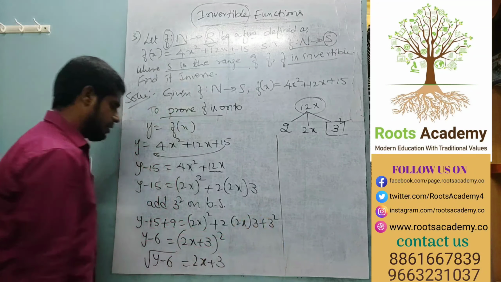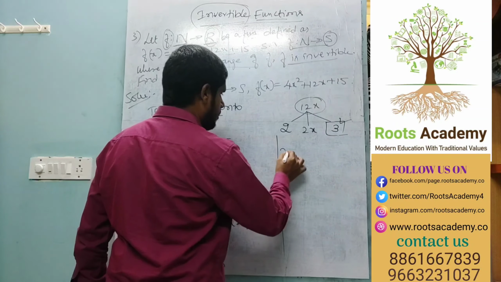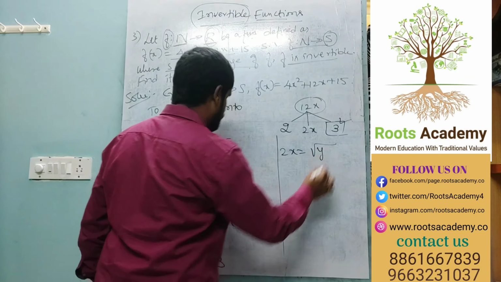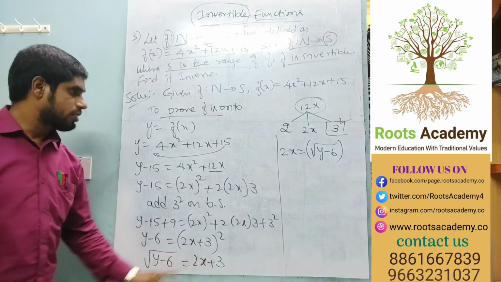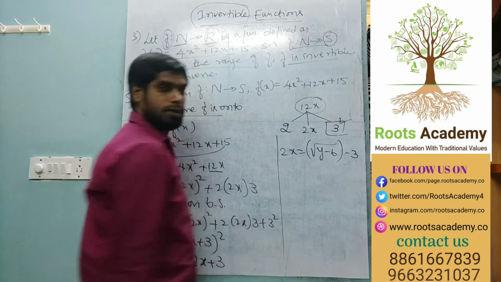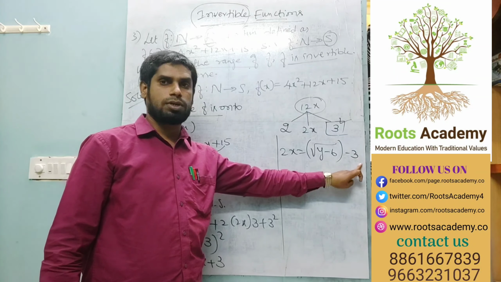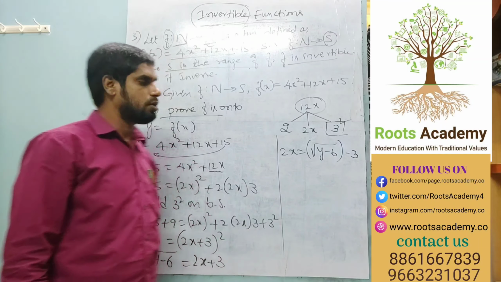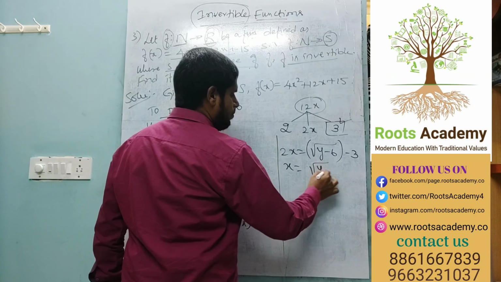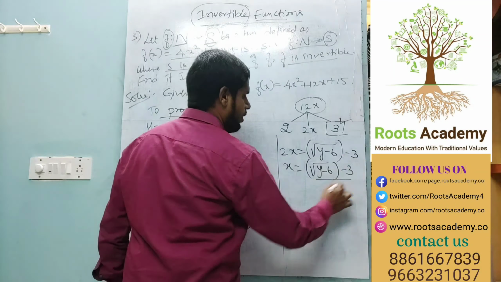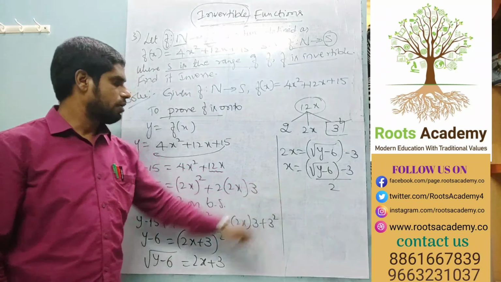Now to find the value of x, I will shift 3 to this side. So 2x is equals to root of y minus 6. I will use the bracket. Then this 3, if I shift, it will become minus 3. The purpose of writing bracket is, you should not get confused that this 3 is outside the root. This minus 3 is clearly outside the root. Then next, x is equals to root of y minus 6 minus 3, all divided by 2. So this is the final value of x I got from onto.